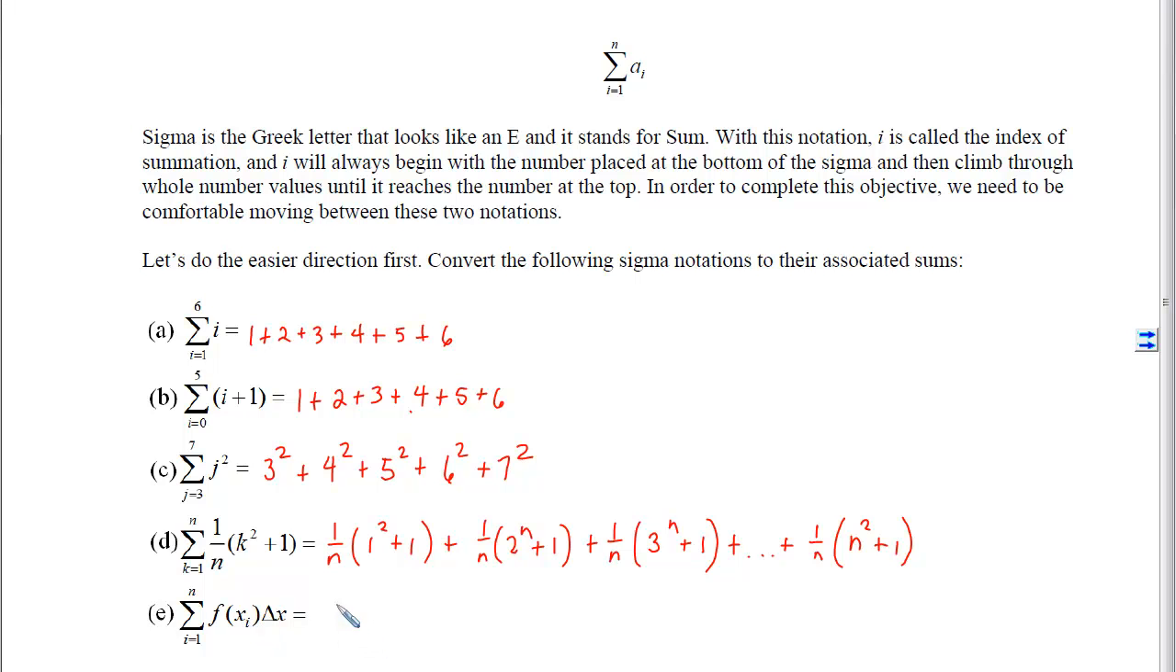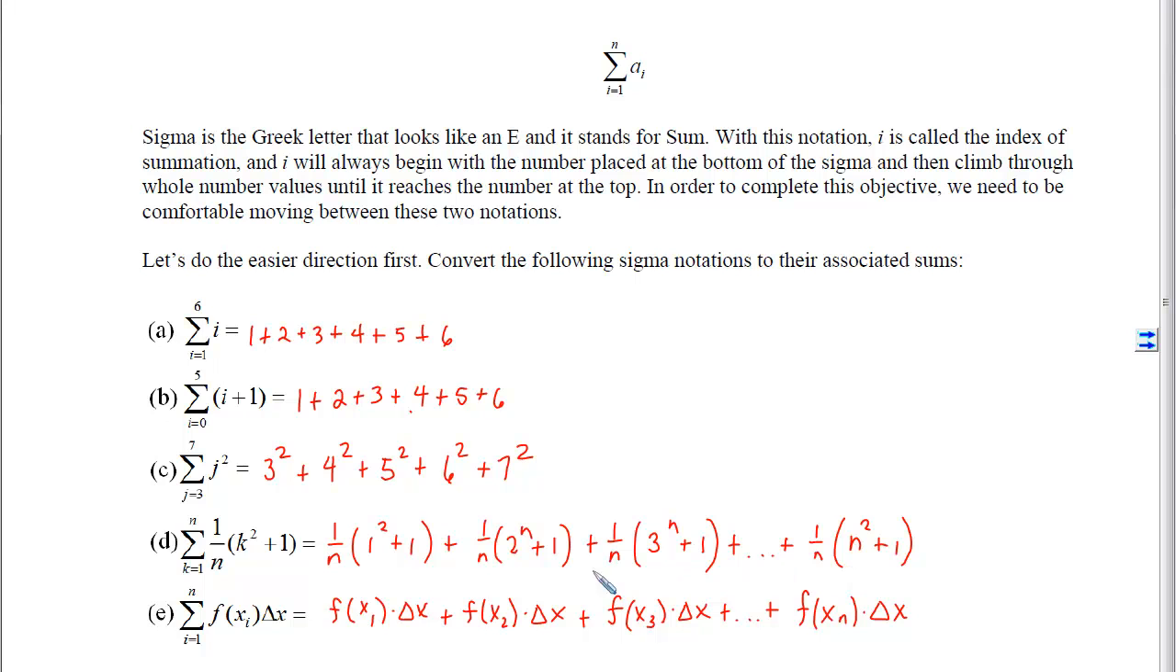So if I rewrite this, it will be an f of an x sub 1 times delta x plus an f of an x sub 2 times a delta x plus an f of an x sub 3 times delta x plus continue the pattern until the last one, which is f of x sub n times delta x.